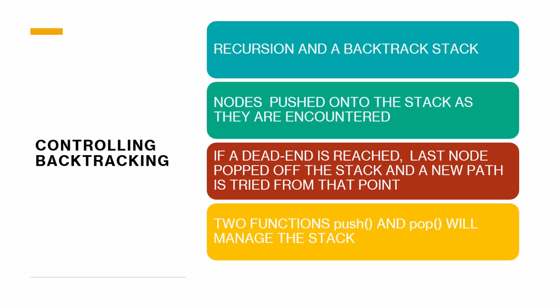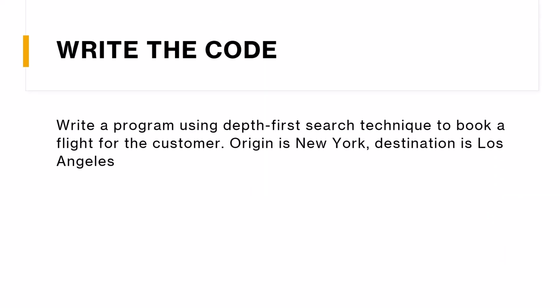Right? So armed with all this information now, let's go and write a program using the depth first search technique to book a flight for the customer. Origin is New York, destination is Los Angeles.